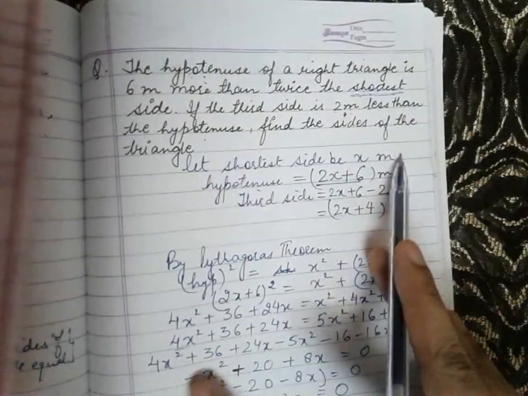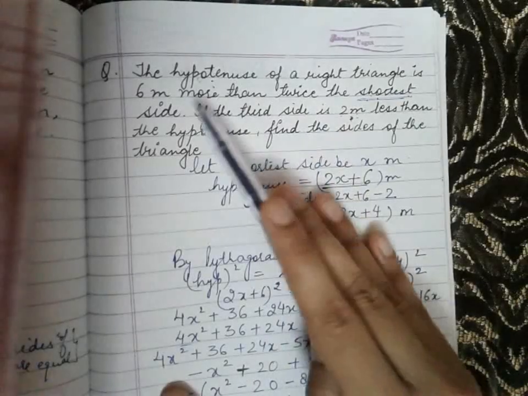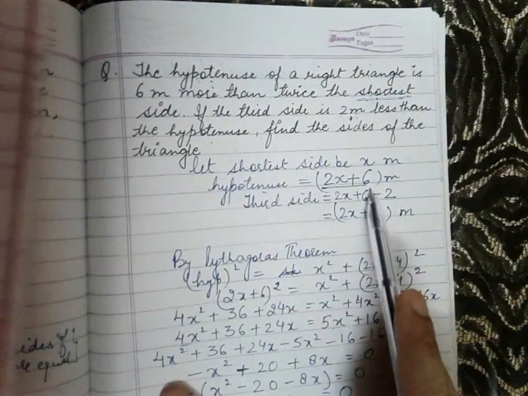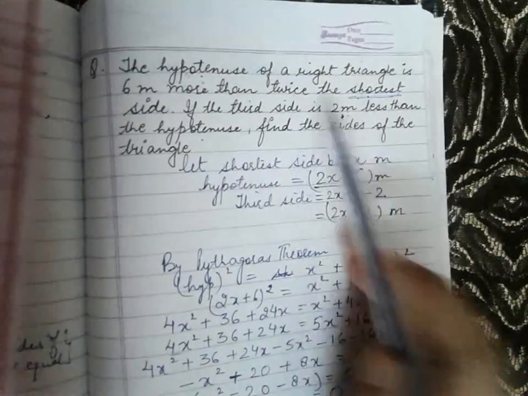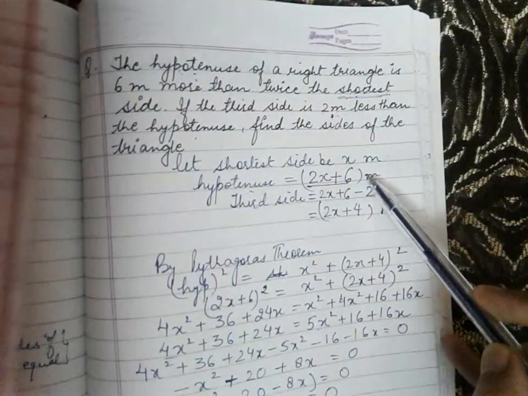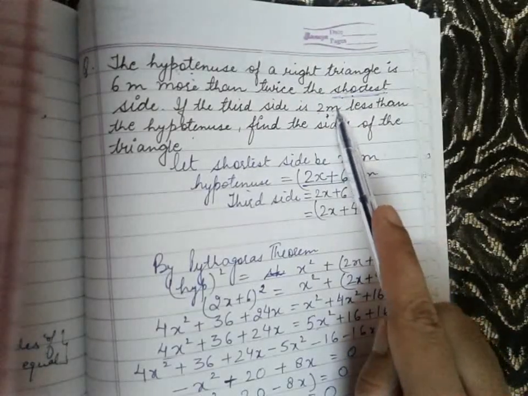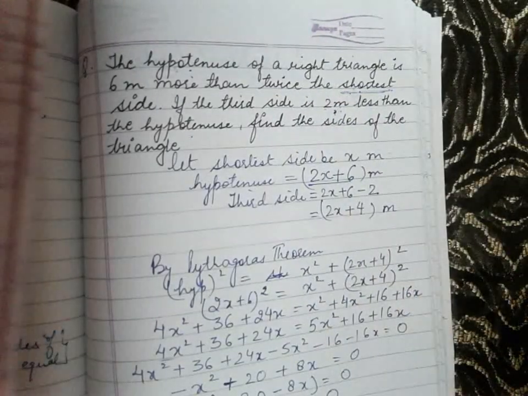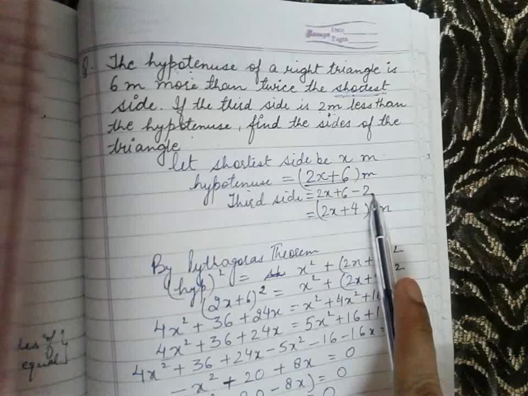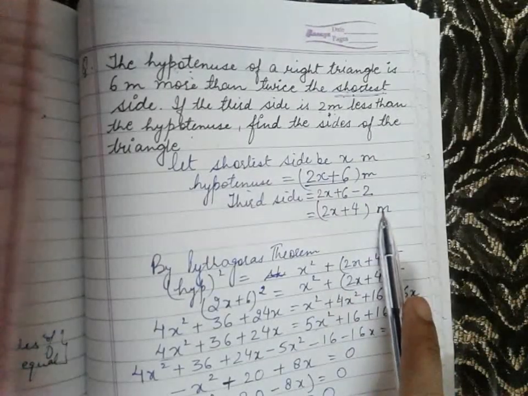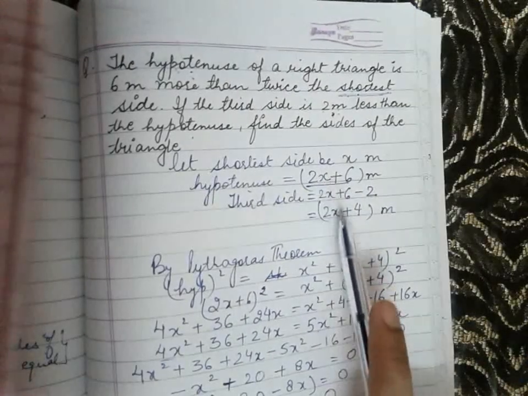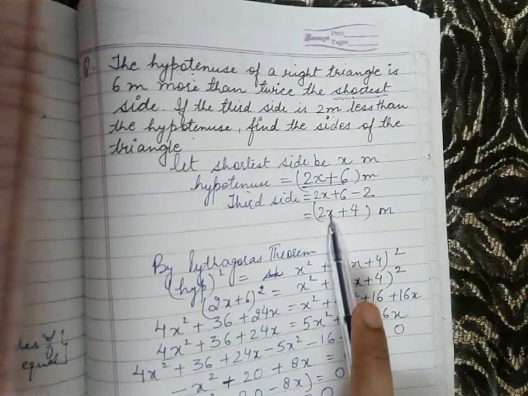Let the shortest side be x. Then the hypotenuse is given 6 meter more, means plus 6, than 2 times the shortest side. Twice the shortest side means 2x plus 6. And the third side is 2 meter less than the hypotenuse, means hypotenuse minus 2. So 2x plus 6 minus 2, that is equal to 2x plus 4 meter. Shortest side is x, the hypotenuse we have found, and the third side also we have found.